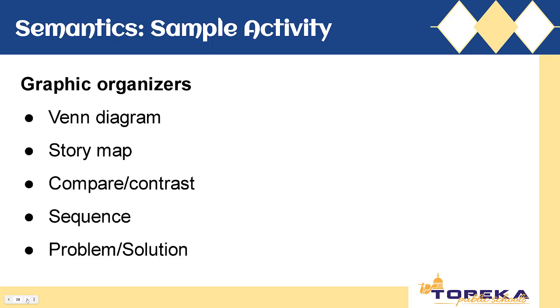Story maps. Are we going to map that story? Is it a problem solution story? Is it a cause effect? Is it a traditional story map with characters and a plot? Compare and contrast. We can compare and contrast stories and genres. Compare and contrast how words are being used in various texts. Sequencing and problem solution are also graphic organizers that we can use. And when I think of this, I also think about teaching semantics through semantic gradients.